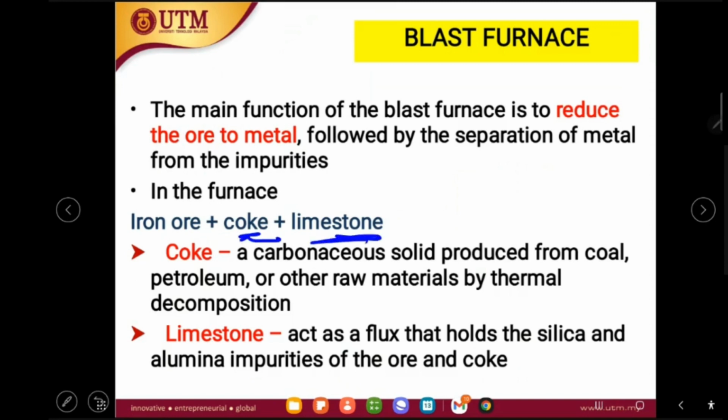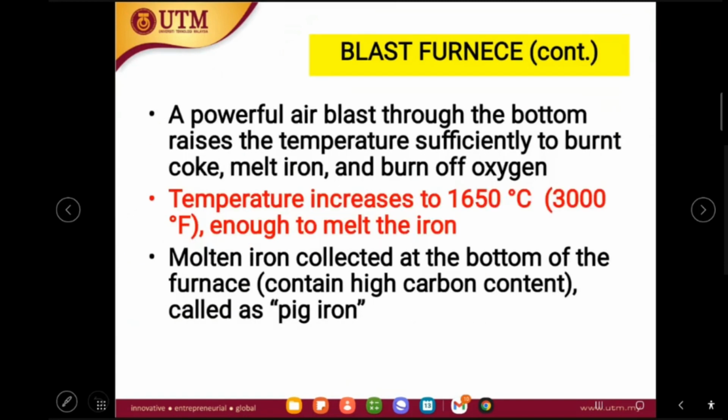So what actually is coke? Coke is a carbonaceous solid produced from coal or petroleum. It is a raw material from thermal decomposition. When we burn coal or petroleum, it will result in coke. And then limestone is charged into the blast furnace together with the iron ore and coke in order to act as a flux, which holds the silica and also alumina impurities of the ore and also the coke.